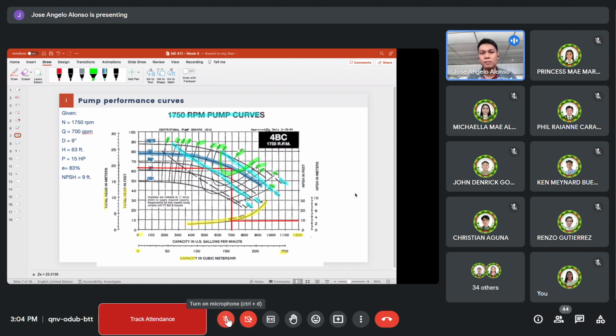By the way, class, itong pump performance curve, binibigay ito ng suppliers kapag bubili tayo ng pump. So, magagamit nyo to or kung hindi ito binigay, pwede nyo i-request yan. Laging meron yan si supplier.